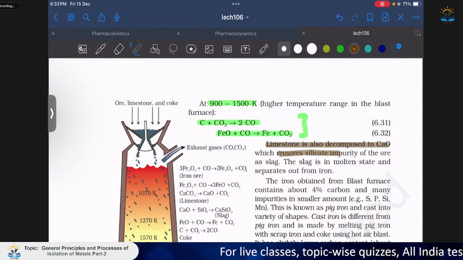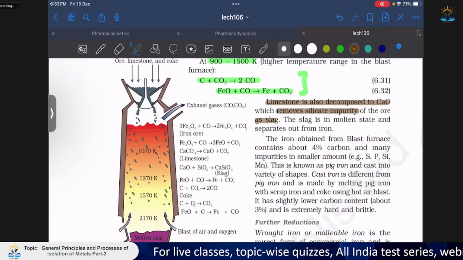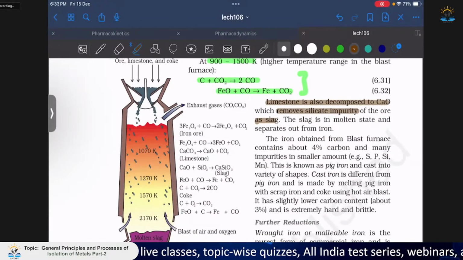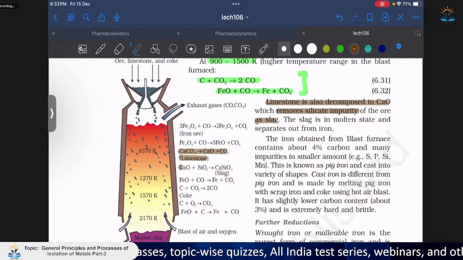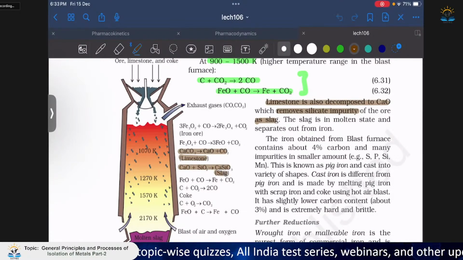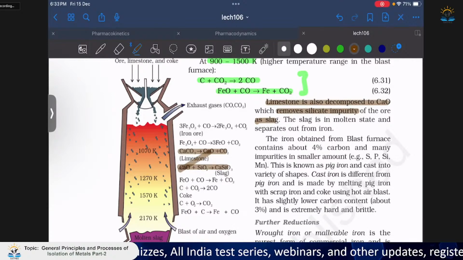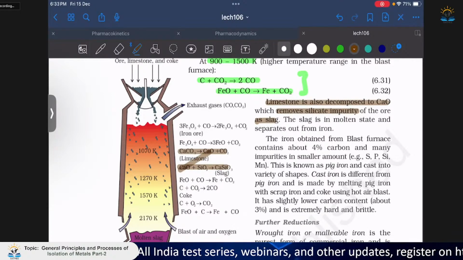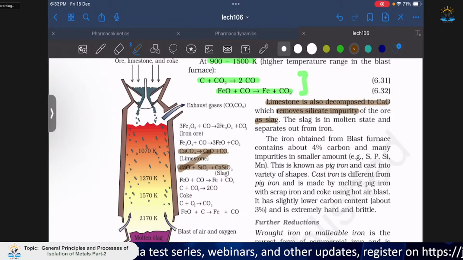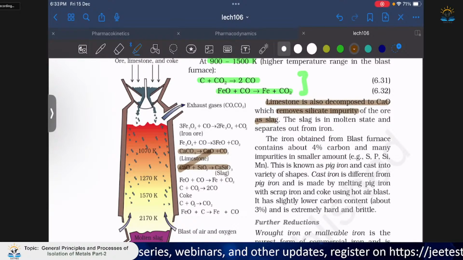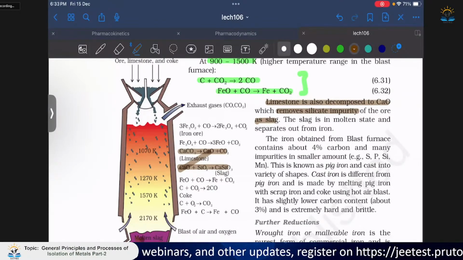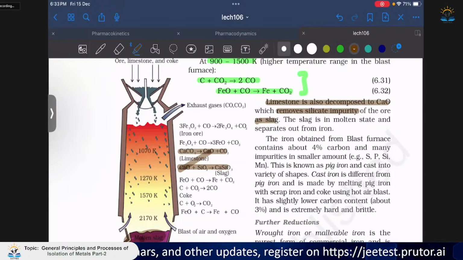Okay, it removes silicate impurity as slag. How does it remove the silicate impurity? Look at this reaction. This is the slag formation reaction. So calcium carbonate or limestone gives calcium oxide. Calcium oxide with SiO2 gives CaSiO3, that is a slag. Okay. Here, molten slag is collected separately.